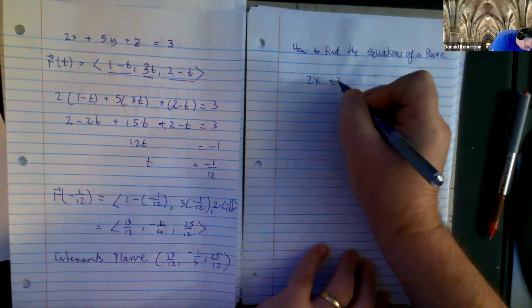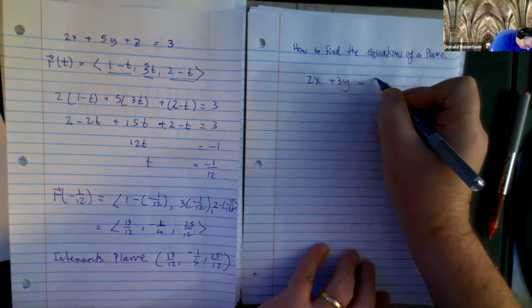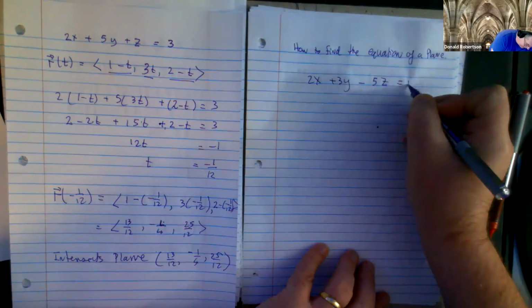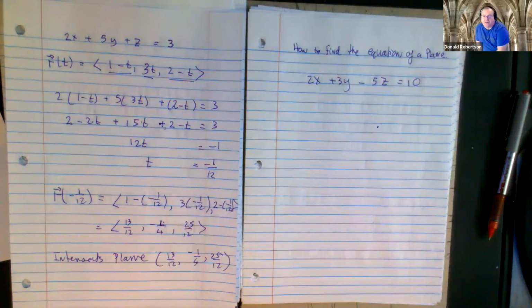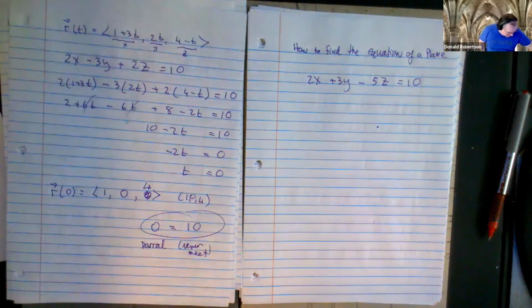A typical equation of the plane looks like that. It's a linear combination of x, y's, and z's equals a number. That's what planes look like.